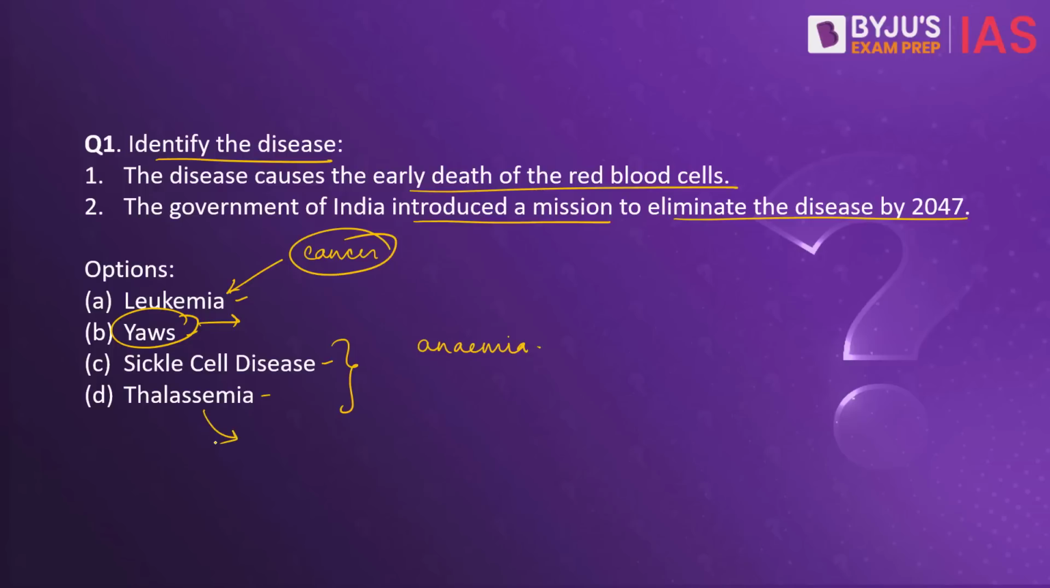In thalassemia, the production of hemoglobin gets reduced, and in sickle cell disease, a new type of hemoglobin known as hemoglobin S is produced that leads to changing of the shape of red blood cells from normal circular to sickle cell type. So that is why this leads to an early death of the red blood cells.